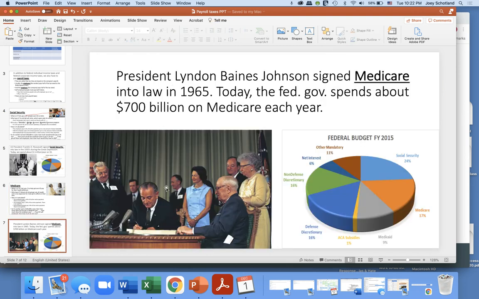Here's President Lyndon Baines Johnson signing Medicare into law in 1965. Today, the federal government spends about $700 billion a year on Medicare. It's another huge program. It's about 17%, almost 20%, almost 1/5 of the federal government. It's another enormous program.